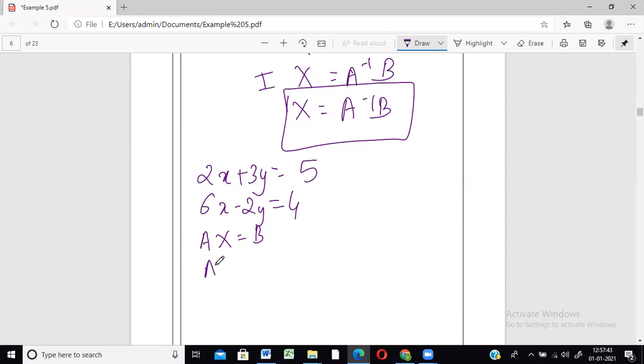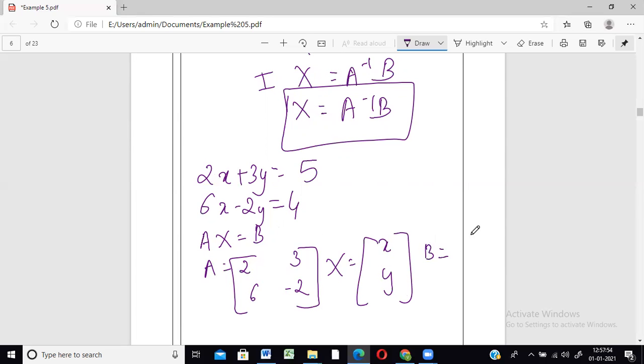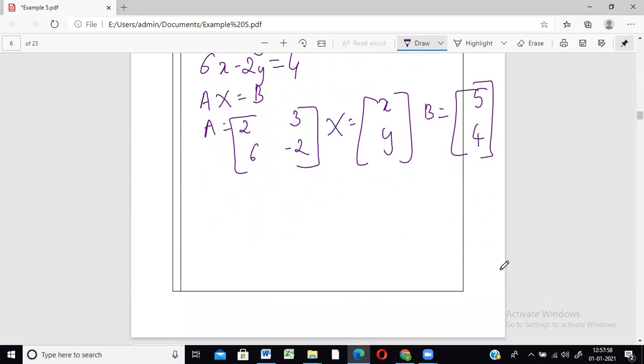May we know what A is? A is nothing but 2, 6, 3, minus 2. x is x and y. B is 5 and 4. Okay, so Ax is equal to B.